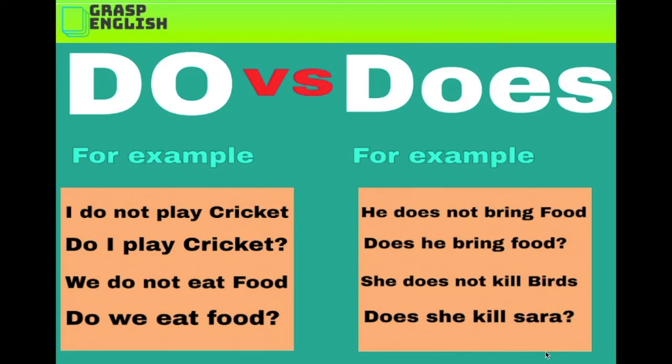Okay, and in does, for example, we are going to learn an example of does. He does not bring food. Does he bring food? See here, with he we are using does. She does not kill birds. Does she kill Sarah? So see here, again she, he, Sarah. These all are singular nouns. Okay, so with that we are using does.